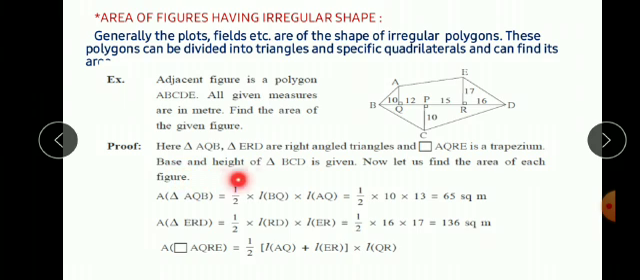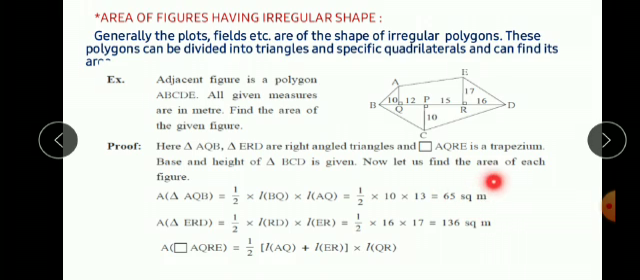Then the base and height of triangle BCD. The base is BD and the height is PC. So they are also given. So let us find the area of each figure. First of all, which triangle will you take? AQB. The area of triangle AQB is half into base into height. Here the base is BQ and the height is AQ. So half into BQ, which is 10, and AQ is 13. If you cancel 10 with 2, you will get 5, and 13 fives are 65 square meters.